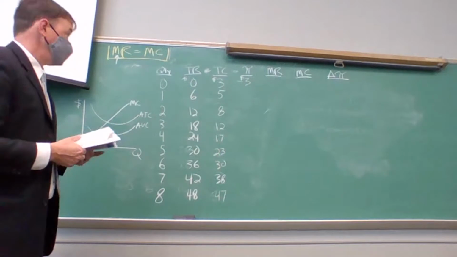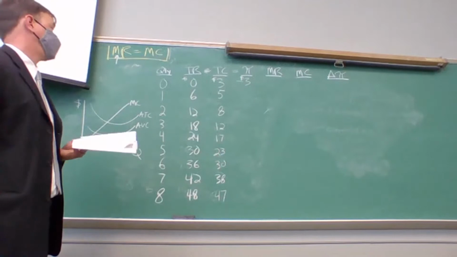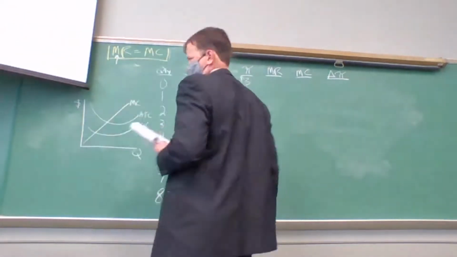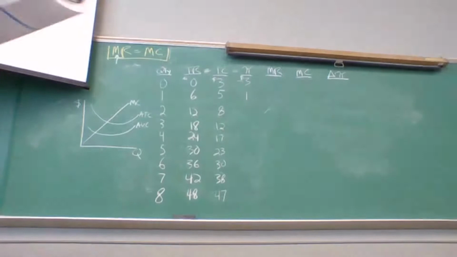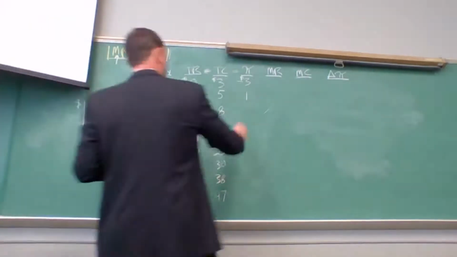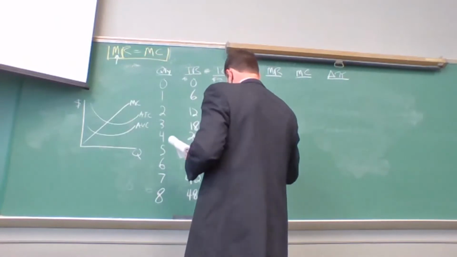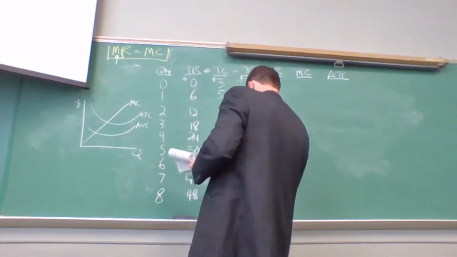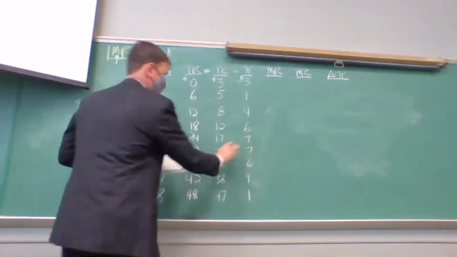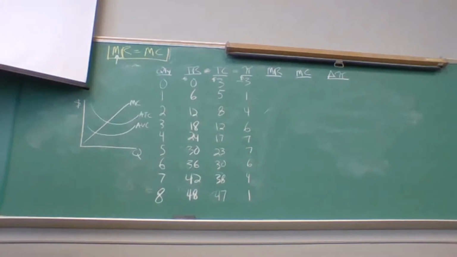Now we need to calculate some profits. What's my profit at 1 quantity? $1. Now this could be like $1, this could be tens of thousands of dollars, it could be millions of dollars. We'll just simplify. 4, 6, 7, 7, 6, 4, 1. Interesting. It goes up, it peaks, plateaus, and it starts to go down.